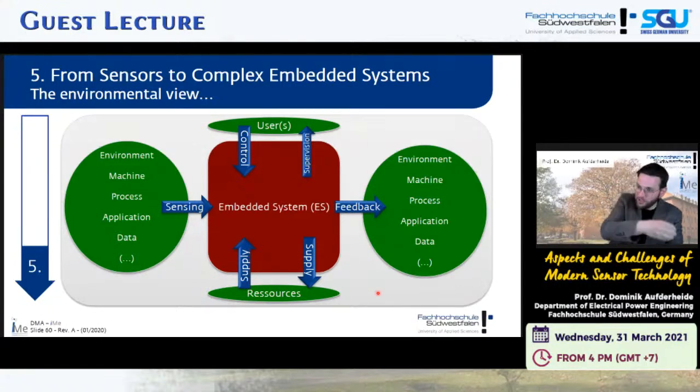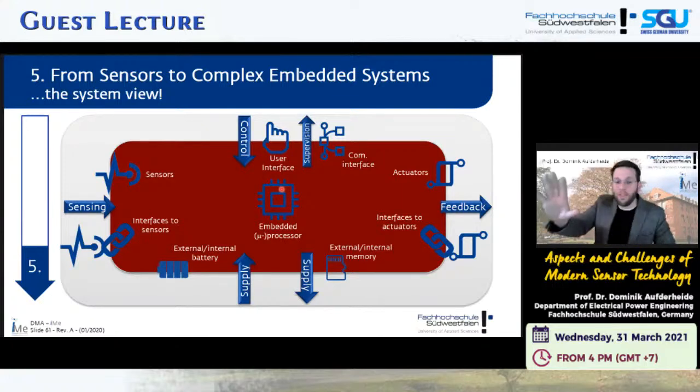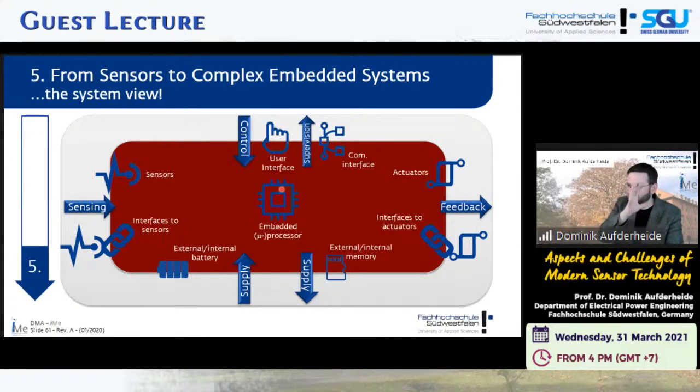And of course, the systems we are creating, the systems we are developing, are driven by those kind of limited resources. And this is really the system view we need to take into consideration. Yes, we need to have sensors, we need to have a processor, and we need to have all the other stuff which defines at the end a final embedded complex system. And this is one of the very important aspects you should take into consideration when it comes to the development of a product later on.